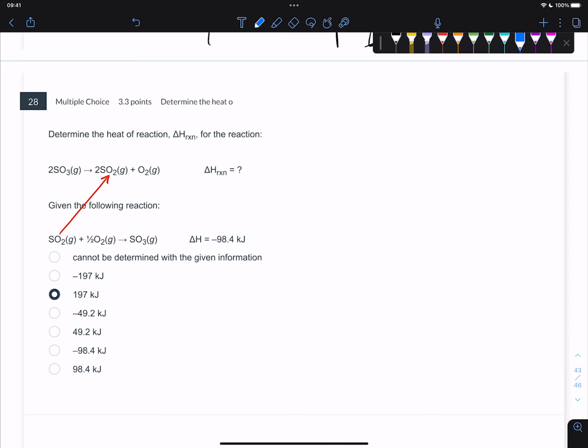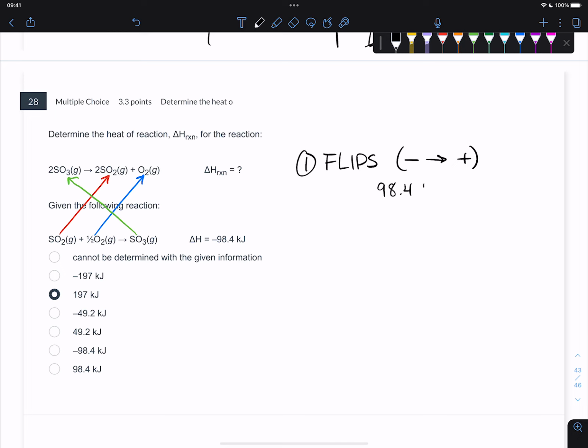Okay, so let's see if other things are going to make sense. Oxygen's on the left, it goes to the right, and then sulfur trioxide's on the right, and it goes to the left. The reason I'm going from the bottom to the top is because we actually know this information. So far, the first thing I found is that everything flips sides. Remember, when everything flips sides, you flip your sign. In this case, we have a negative sign, and we need to turn it into a positive sign. So that would make it, so far, a positive 98.4 kilojoules.